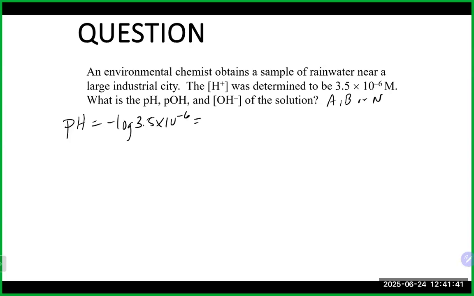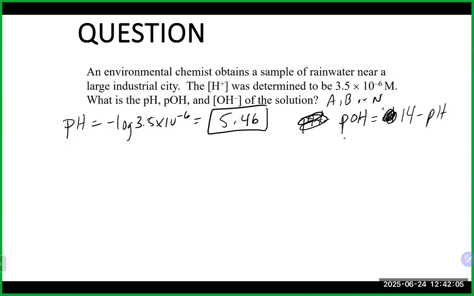That's going to get you minus log of 3.5 times 10 to the minus 6. I'll get you a 5.46 on the pH. Clearly, the easy thing to get next would be the, I put the right letter there, pOH: 14 minus the pH. So 14 minus 5.46 in this case. So that's 8.54 looks like.